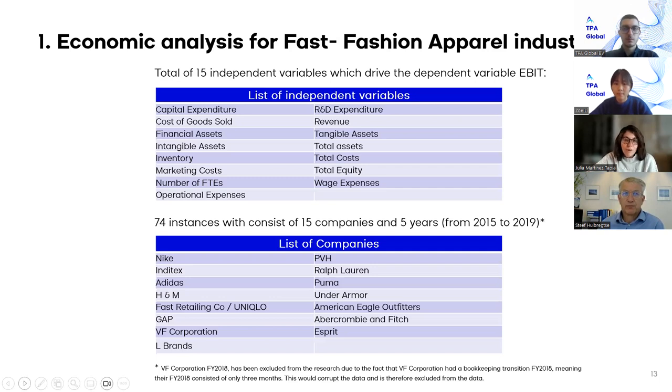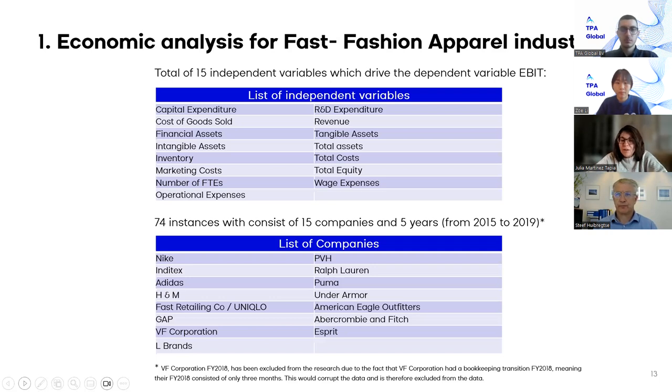For running our model, we use these independent variables you can see on screen: capital expenditure, cost of goods sold, financial assets, intangible assets, inventory, marketing costs, number of full-time employees, operational expenses, research and development expenditure, revenue, tangible assets, total costs, total equity, and wage expenses. That means that we needed to collect data regarding all of these variables. And we collected data regarding all of these variables for 15 companies during 5 years.